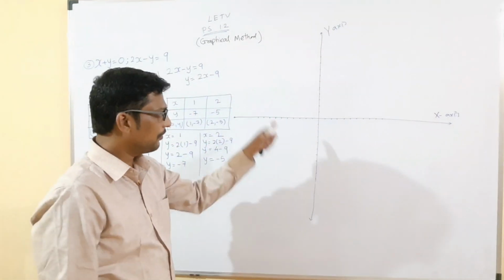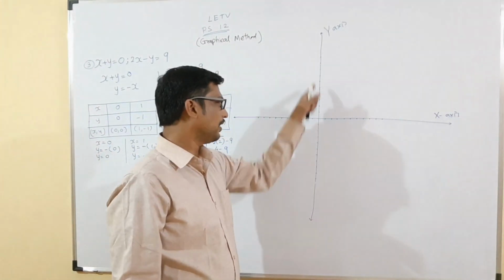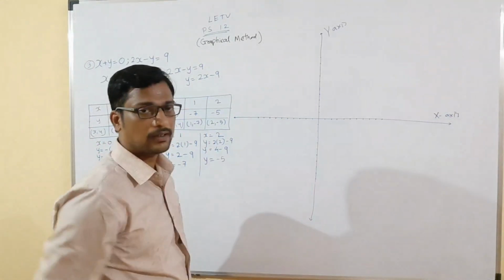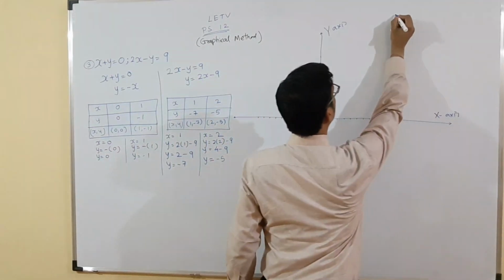After writing this, we have to calibrate. Now, if you're using graph paper, there is no need for calibration. We get all the boxes over there. Fine. But I have to write the scale over here.